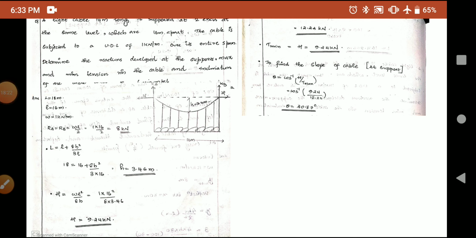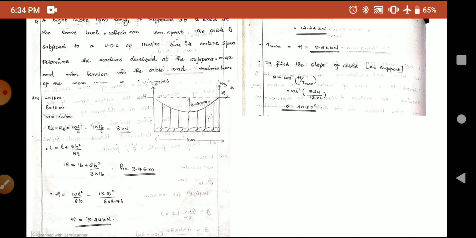So the length between the supports, small l, is given as 16 meter, and the load W is given as 1 kilonewton per meter. The light cable is 18 meter long, that means capital L is given as 18 meter. You are asked to find the reactions of the support, as well as the maximum and minimum tension in the cable and the inclination of the cable with respect to the horizontal.